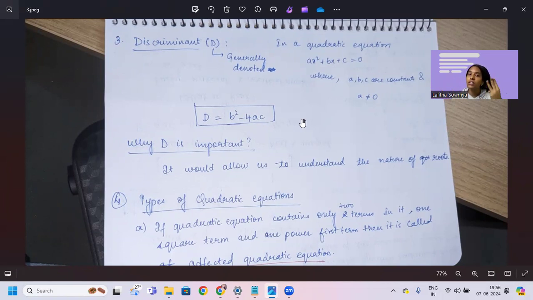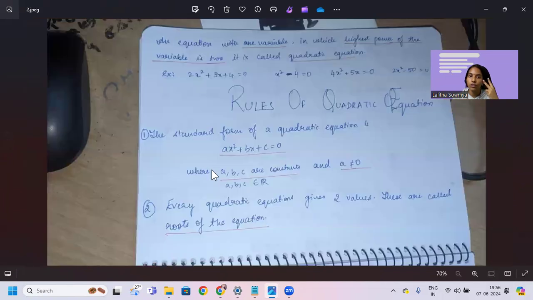Now, there is a third important concept. Till now, we have understood two concepts. One is the standard form of it, and another, a quadratic equation has how many roots? Two roots. And if the highest degree of the polynomial is equal to 3, then you'll have 3 roots. If you have the highest degree as 4, how many roots will you have? 4. So the roots are dependent on the highest degree of the polynomial.